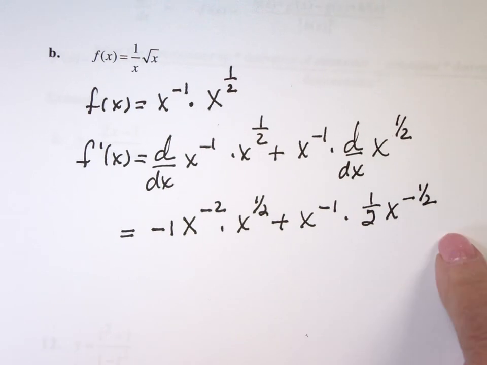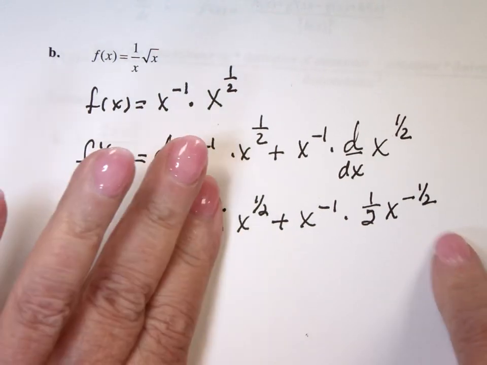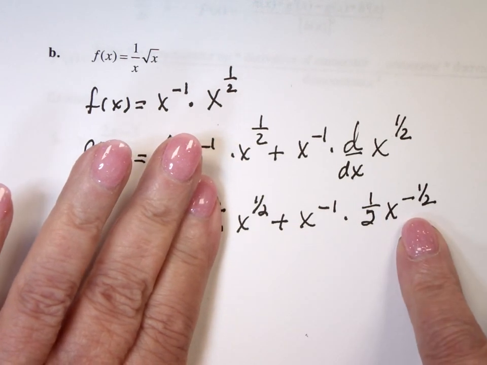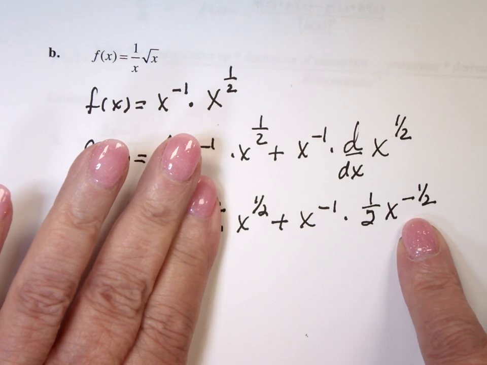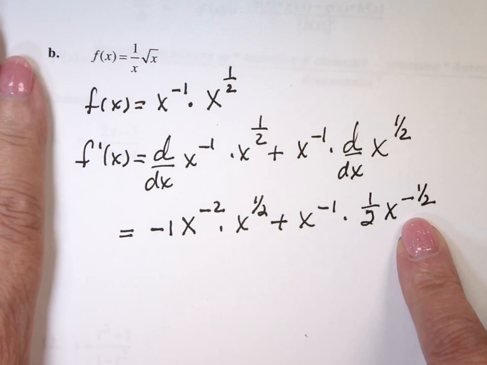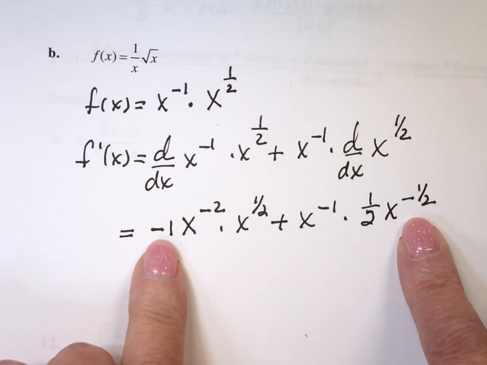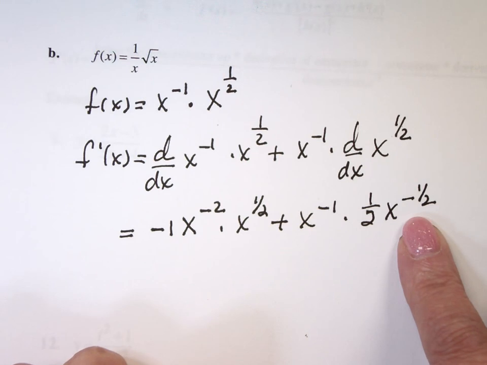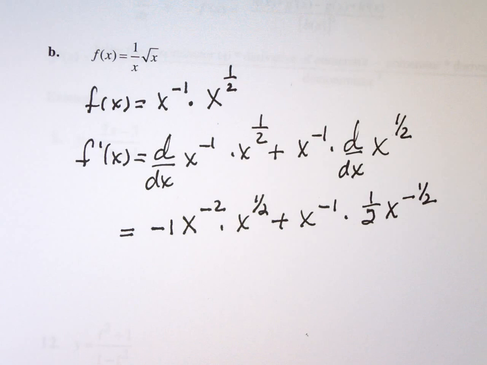Now, this is where your factoring worksheet's going to come into play. It's got a greatest common factor of x to the negative 1/2 that you can actually simplify and bring out. And a greatest common factor of x to the negative 2 that you can bring out. I'm sorry.